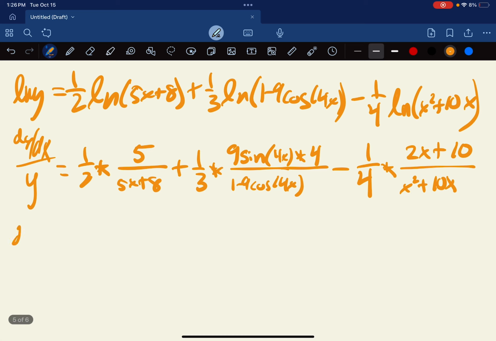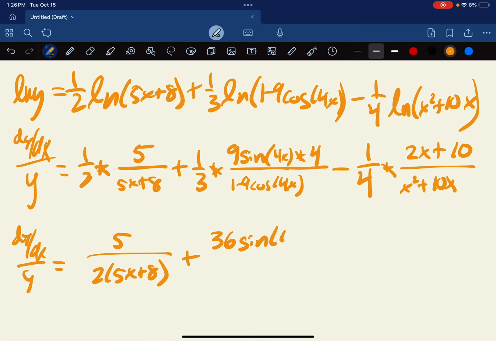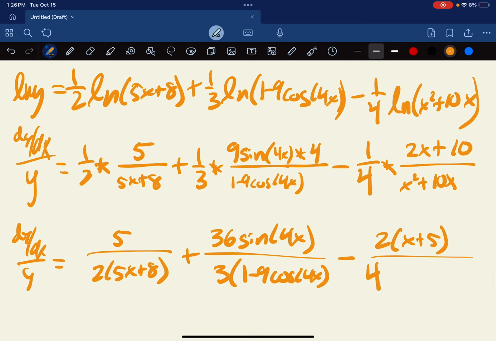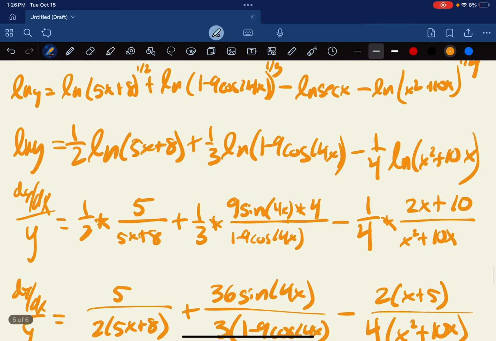So then we can simplify this. dy dx over y equals, that's going to become 5 over 2 times 5x plus 8 plus, we can simplify this. 9 times 4 is 36 sine of 4x divided by that 3 times 1 minus 9 cosine of 4x, minus, and this is 2x plus 10. We could factor a 2 out. I don't think you'd have to, but it becomes 2 times x plus 5, then 4 all times x squared plus 10x. So this would be a simplified form.